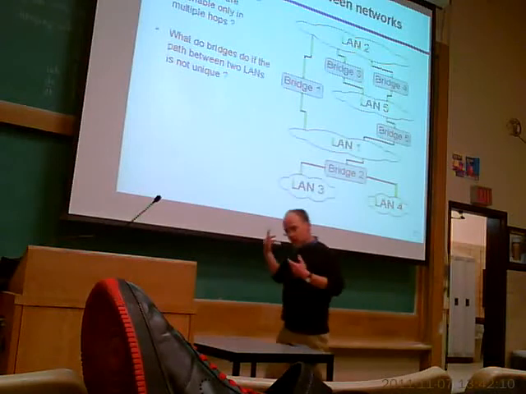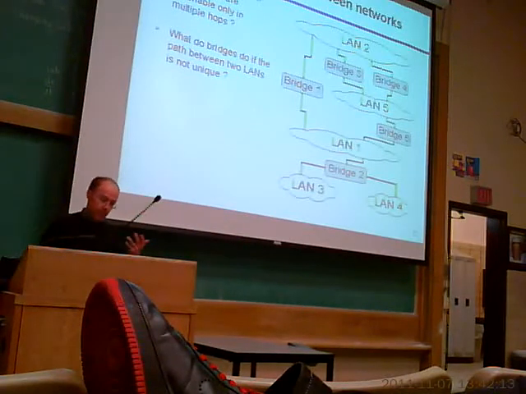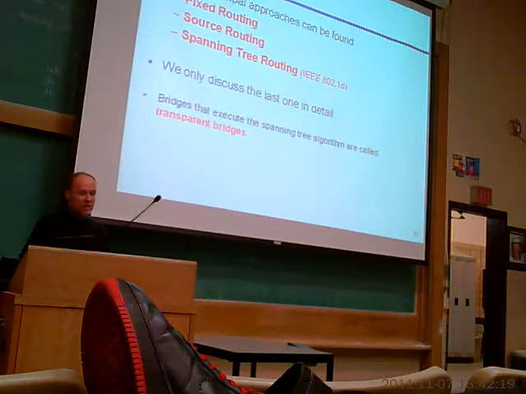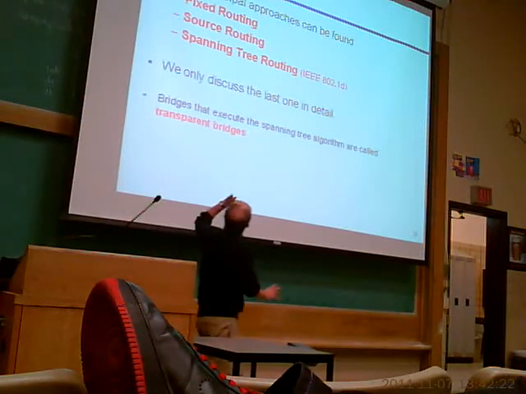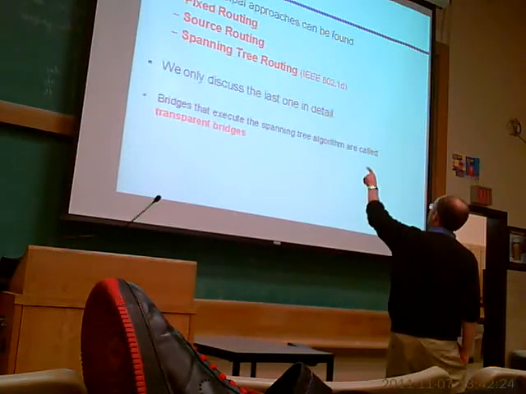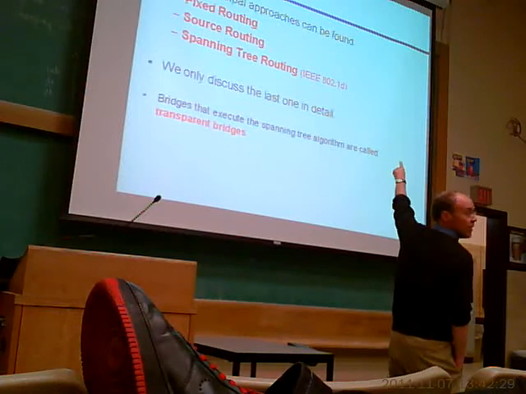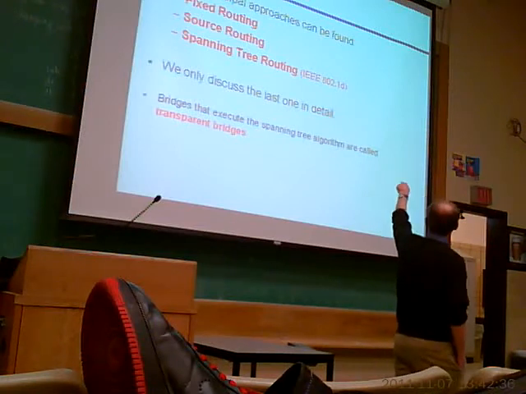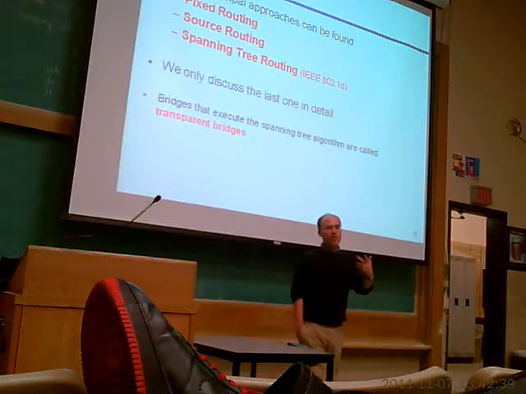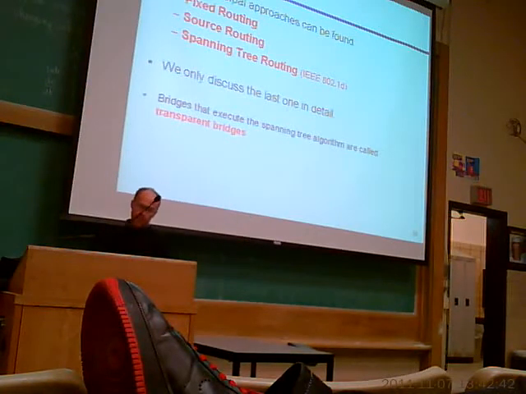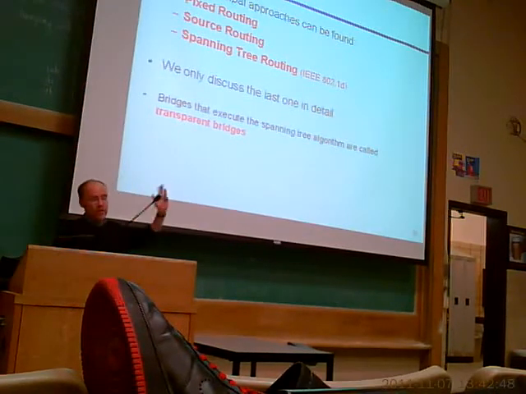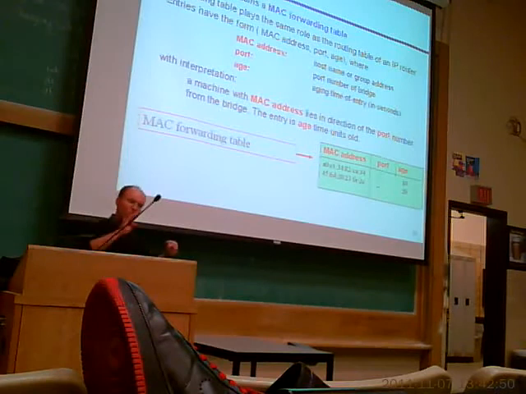So what I'm talking about is how bridges accomplish this task. There are different routing schemes really, but what we discuss is the only one that is really in use today, the spanning tree routing protocol. This is standardized in IEEE 802.1d. That's the spanning tree algorithm. And bridges that run the spanning tree algorithm are called transparent bridges. All right, so let's look at forwarding.